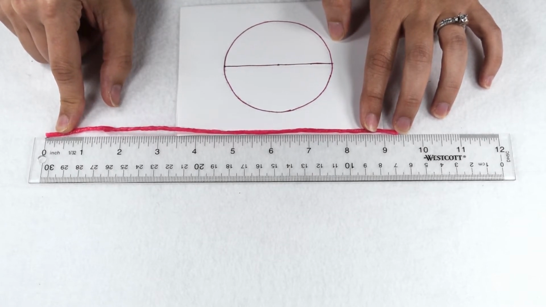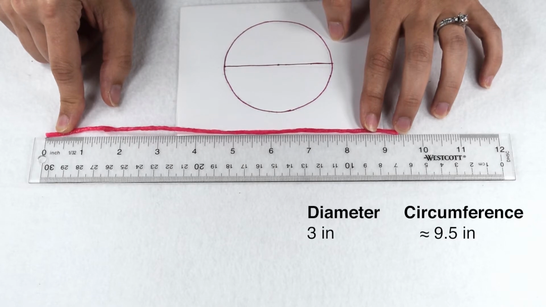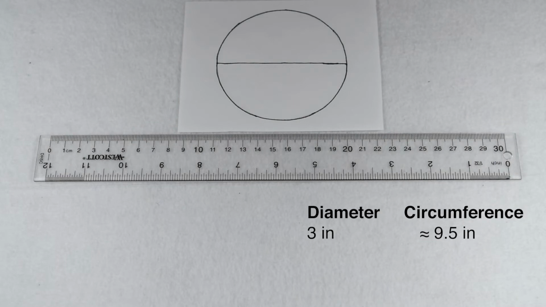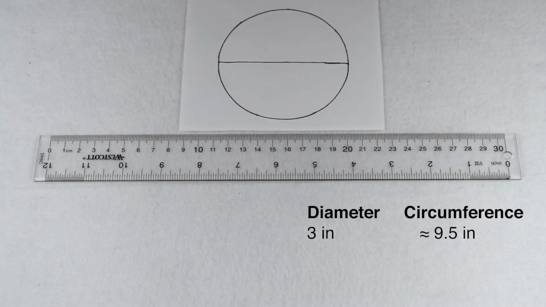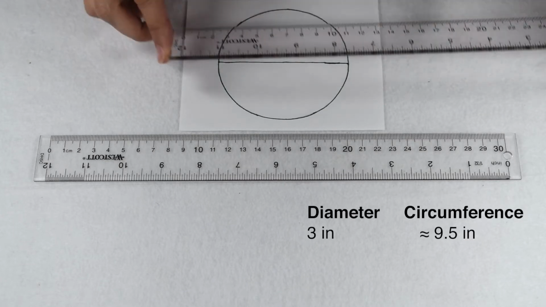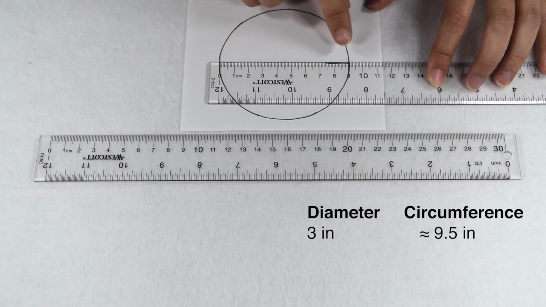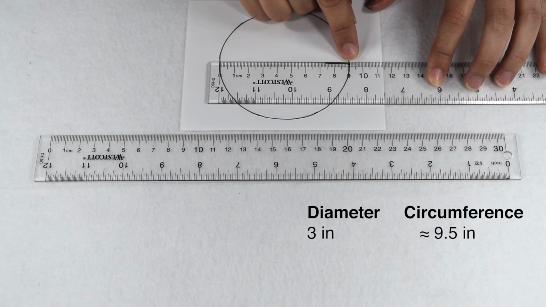We're going to go ahead and record this data on a table so that then we can compare it to the other circles. Moving on to our second circle, we're again going to measure its diameter and its circumference. However, instead of measuring in inches this time, we're going to measure in centimeters instead. We'll start by taking our ruler to measure its diameter. When we measure the diameter in centimeters, we see it has a diameter of 9 centimeters.